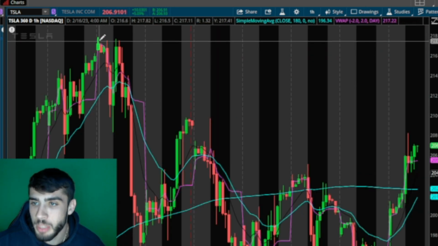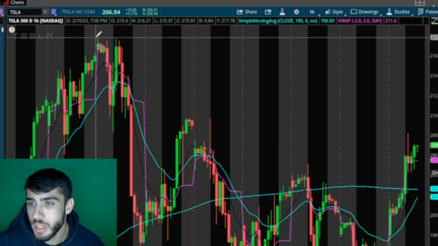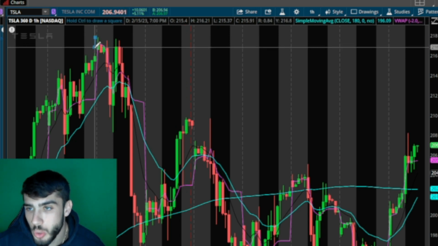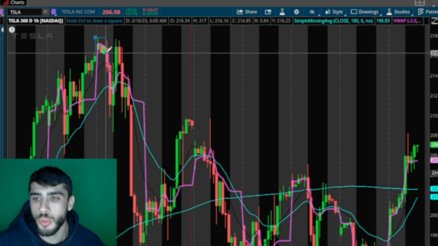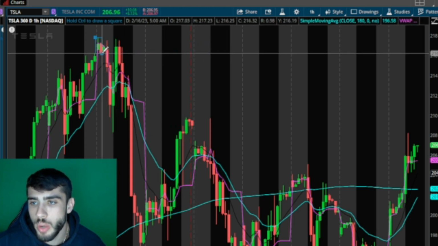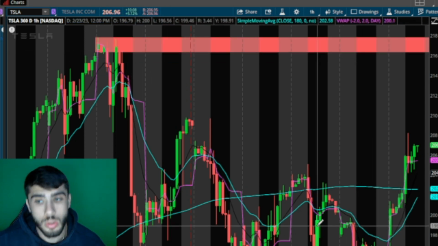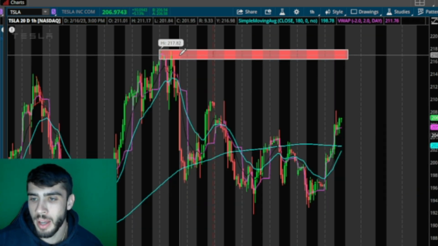So when forming this supply zone, I see a wick high of 217.78 on the 1 hour, and I'm going to use the body lows of where the move started to happen. So right here. Now, once I mark this zone out, I'm going to draw it all the way to current price action. Boom. Just like that. Now we have the supply zone all marked out.